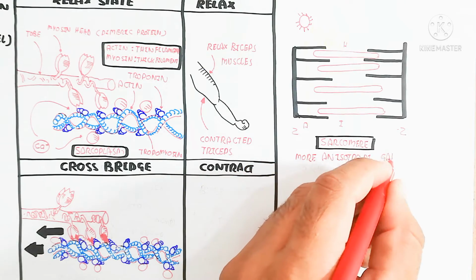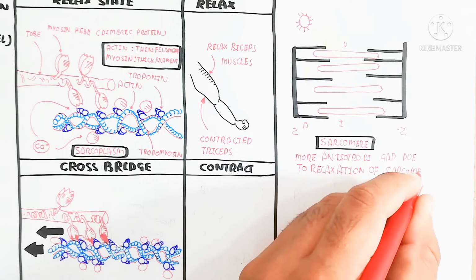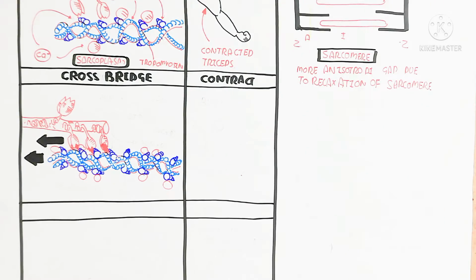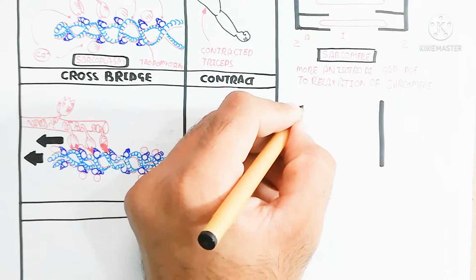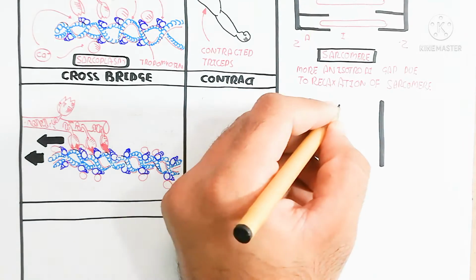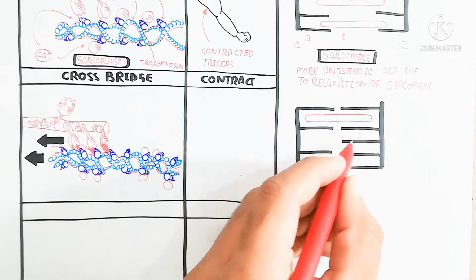So in this way, here is the sarcomere, the Z to Z line, and the isotropic band and anisotropic band and H zone are present. So there is more anisotropic gap due to relaxation of the sarcomere. So the Z to Z line and isotropic band is here.